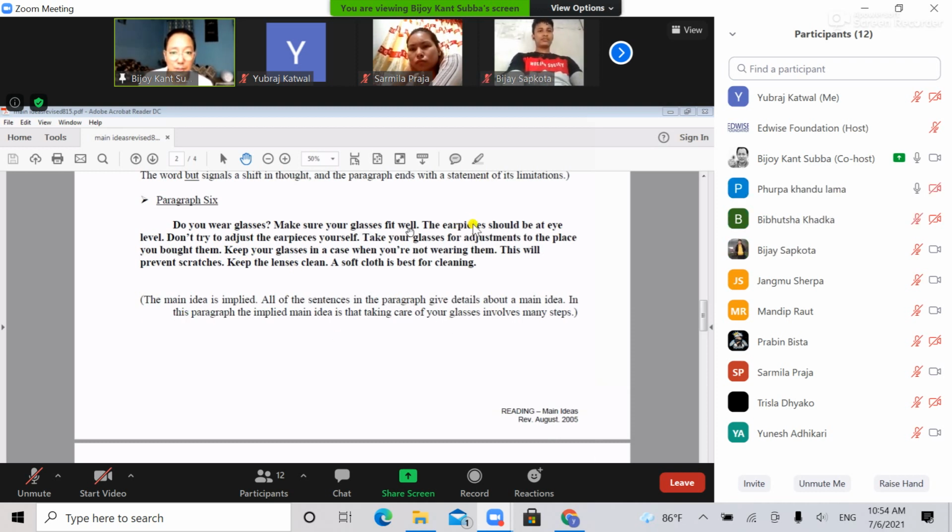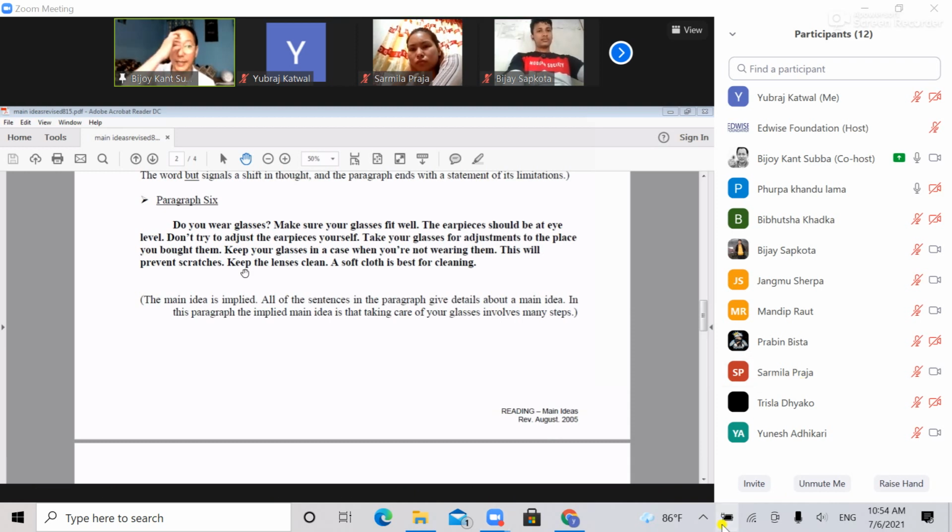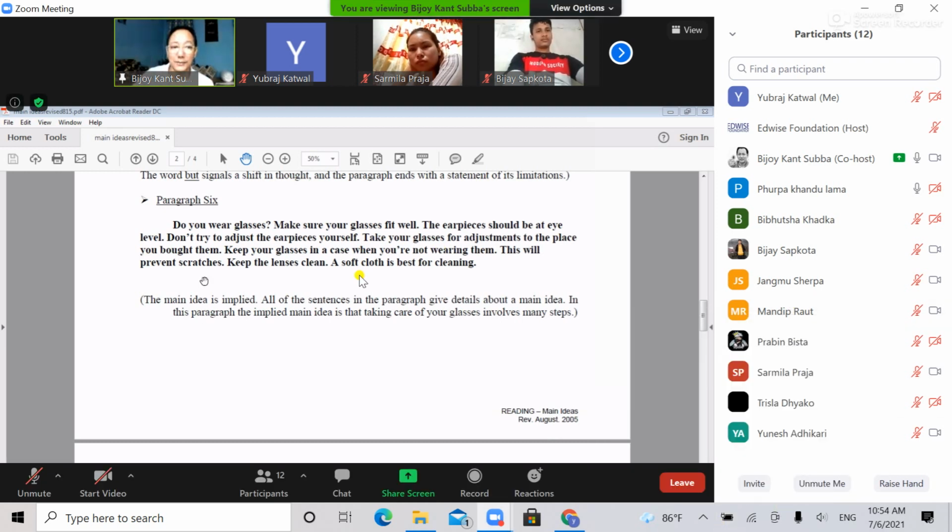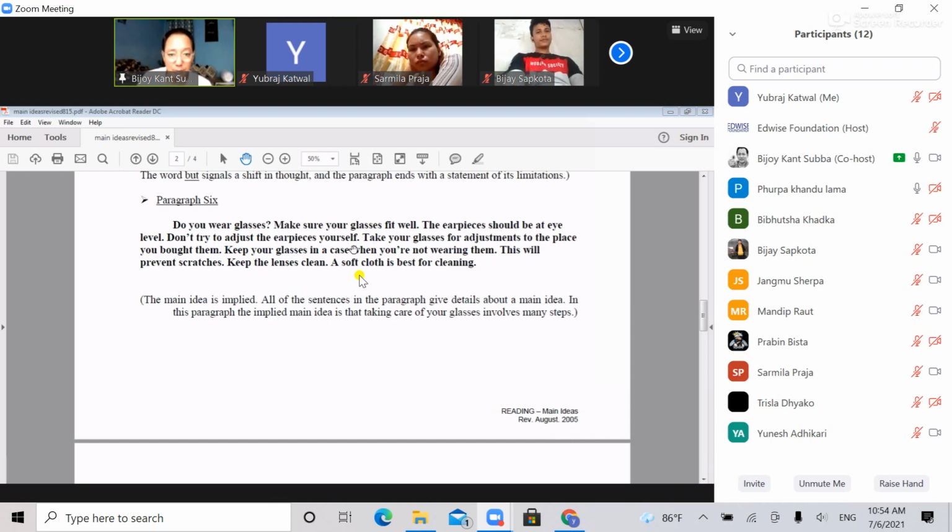Make sure your glasses fit well. The earpieces should be at eye level. Okay, earpieces at eye level. Don't try to adjust the earpieces yourself. Take your glasses for adjustments to the place you want them. Keep your glasses in a case when you're not wearing them. This will prevent scratches. Keep the lenses clean. A soft cloth is best for cleaning. Keep your lenses clean. So a soft cloth is good.